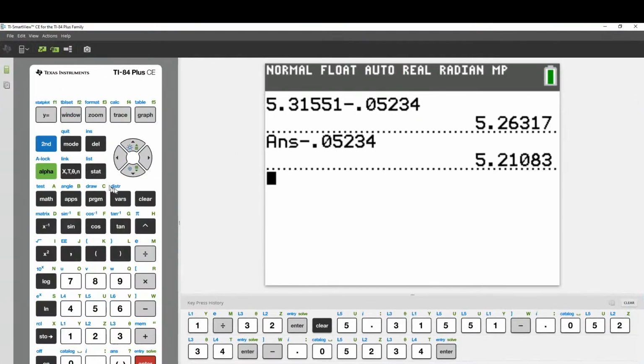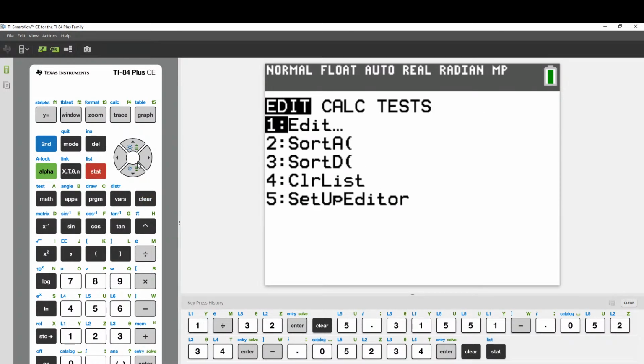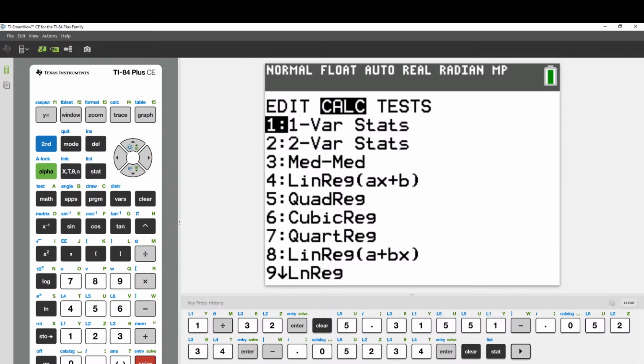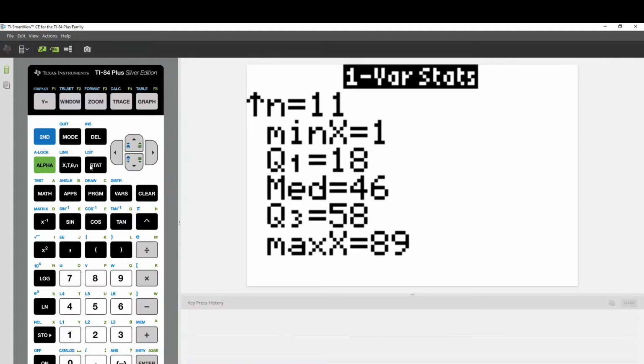Remember, if you have a list like we do, I can go into one var stats, do L1, and I will get the 5-number summary. All right, let me go back to my other calculator. There's my 5-number summary. The min is 1, Q1 is 18, median 46, upper quartile, and the maximum.